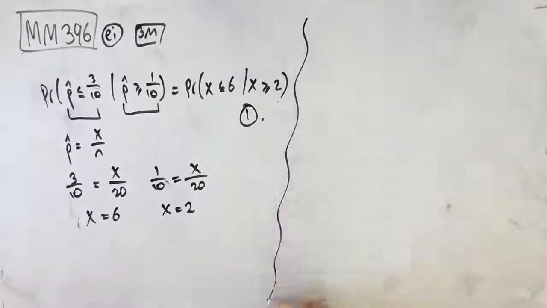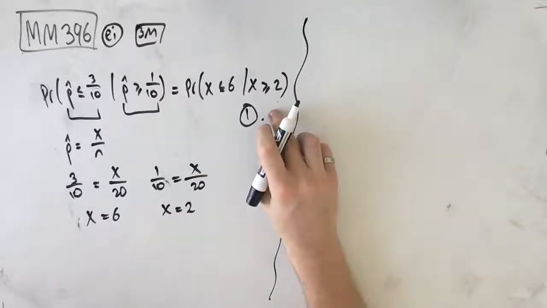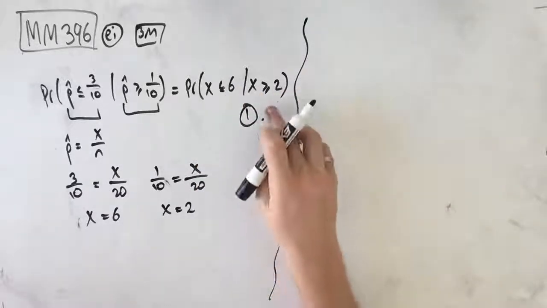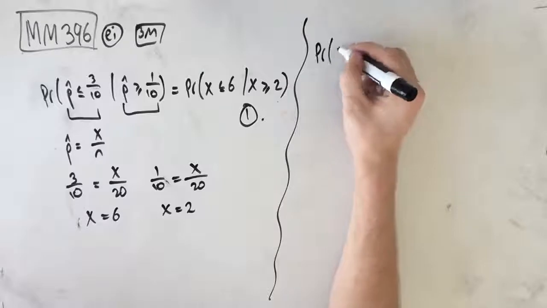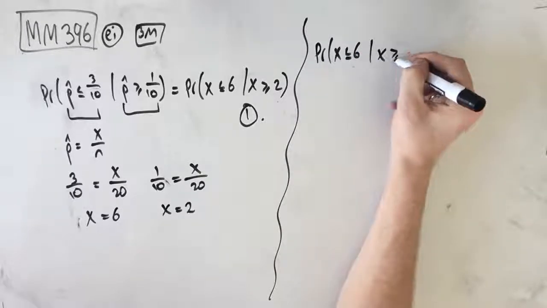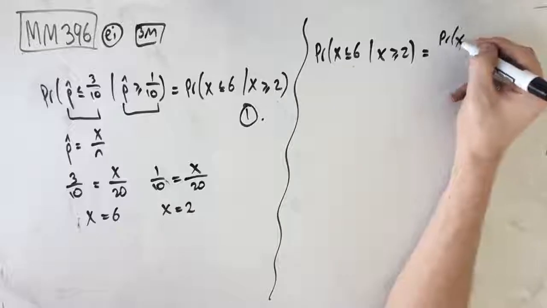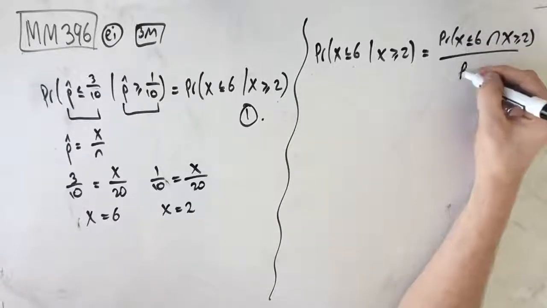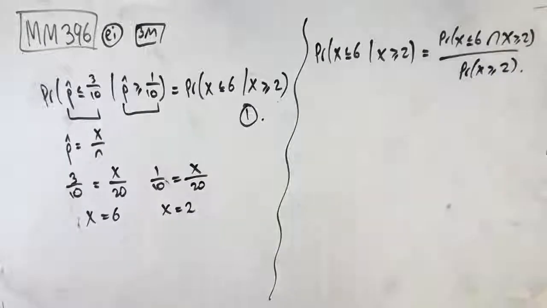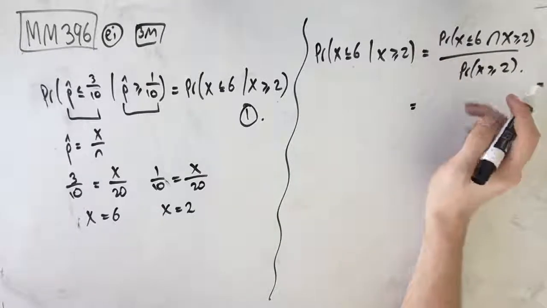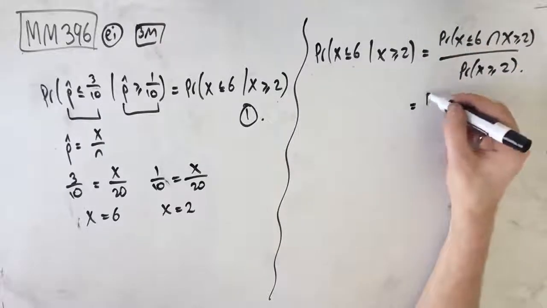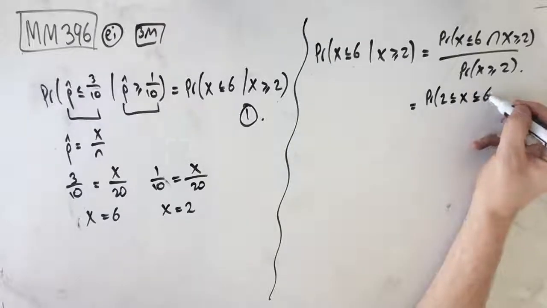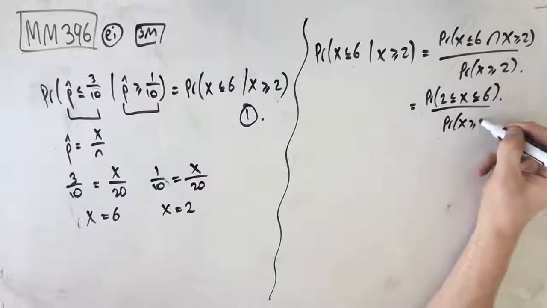Now, this is now a usual conditional probability formula, which means that this can be rewritten as probability that x is less than or equal to 6 intersect x is greater than or equal to 2 over the probability that x is greater than or equal to 2. Alright, awesome. Now let's just take this one step further and combine this intersect, which means that we have 2, x, and 6 over probabilities x is greater than 2.